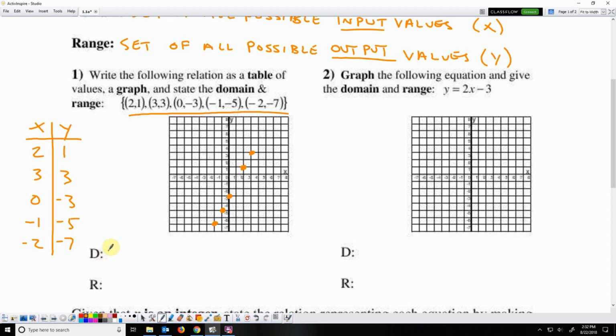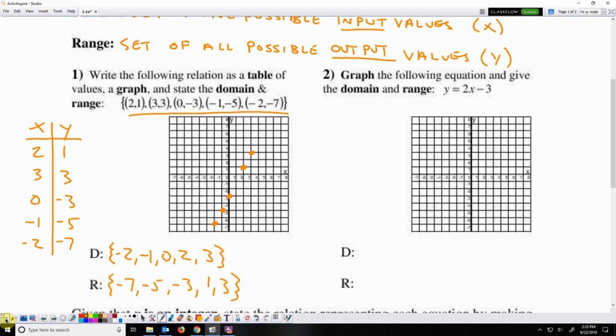When I write the domain, I'm writing the set of all the x values. Typically, that would be done in numerical order. So it's the set that includes -2, -1, 0, 2, and 3. All of the x values. The range is the outputs, and that's all of the y values. That is the set that includes, in numerical order, -7, -5, -3, 1, and 3. So there's my domain and my range.